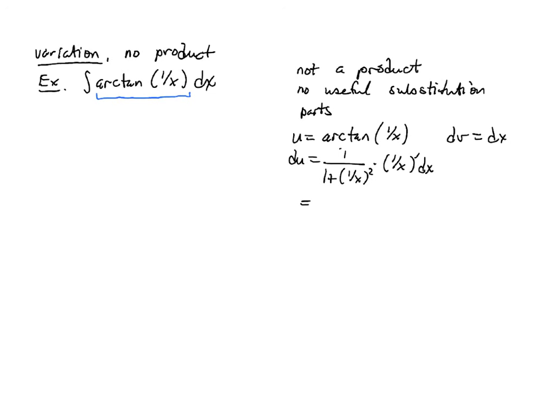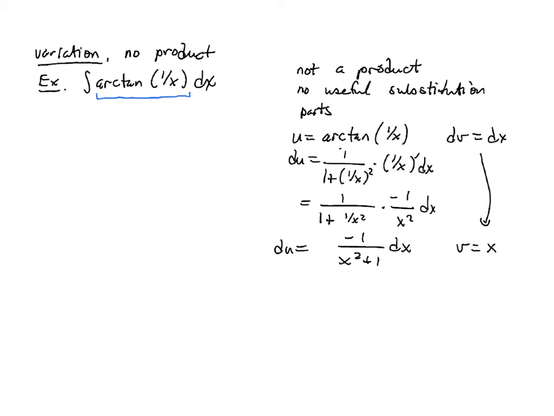So we'll simplify this a little bit. 1 over 1 plus 1 over x squared times the derivative of 1 over x, that's x to the minus 1, so we have minus 1 over x squared for that derivative, and all times dx. I'll multiply those two fractions together and simplify the denominators. We end up with minus 1 over x squared plus 1 dx. And that's our du. V is easier. Coming from the dv expression, we have that v is just x in this case.